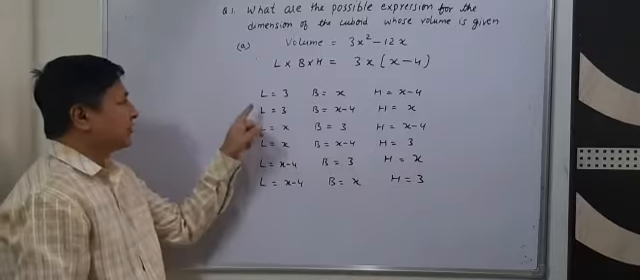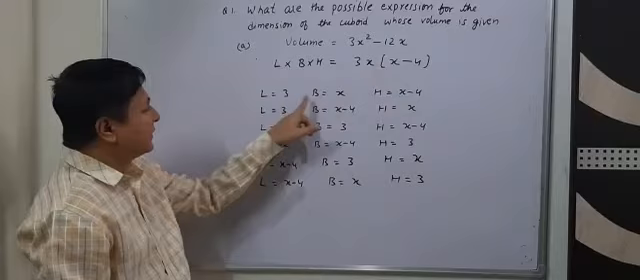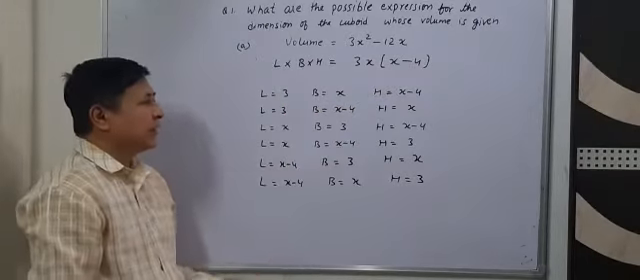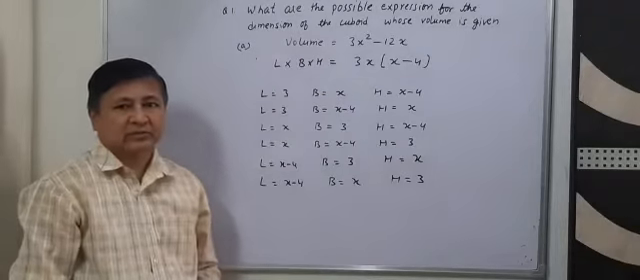These can be the expressions. If I take this as length, this as breadth and this as height, so L into B into H. So these are the 6 expressions that we can take for the volume 3x square minus 12x.